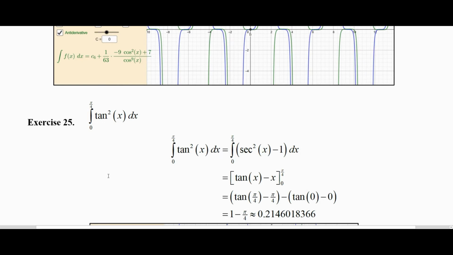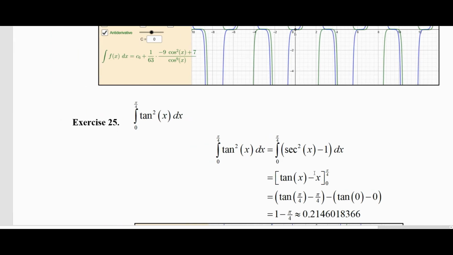All right, here's another one. If we got tangent square, what we do is we just apply the identity right away to make this secant square minus 1. And now we have two integrals. One's just a constant function, so that just gives us an x. And the secant square is just the derivative of tangent x. So tangent x is our antiderivative.